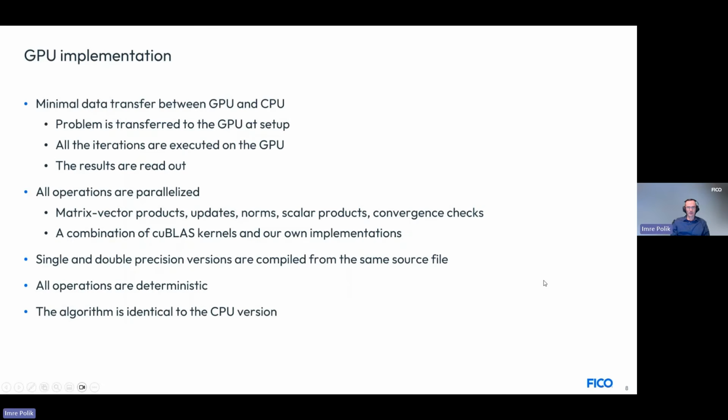So how does this work? There's very little data transfer between the GPU and the CPU because that is actually a fairly expensive step. You don't want to communicate too much between the CPU and the GPU. The problem is transferred at the beginning, and then all the iterations are executed on the GPU, and then the results are read out at the very end. And during that time, all operations are parallelized, not just the matrix vector products, but all the norms, scalar products, convergence checks, and everything.